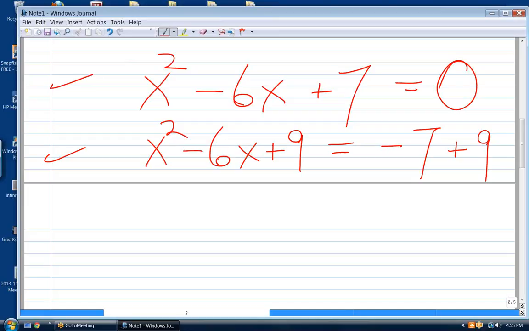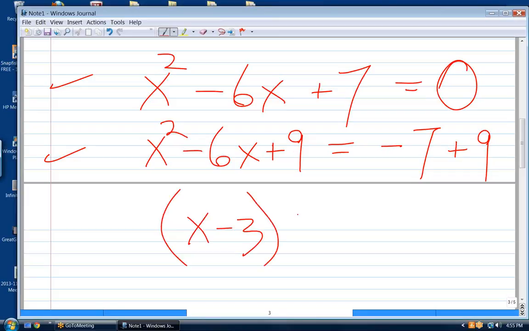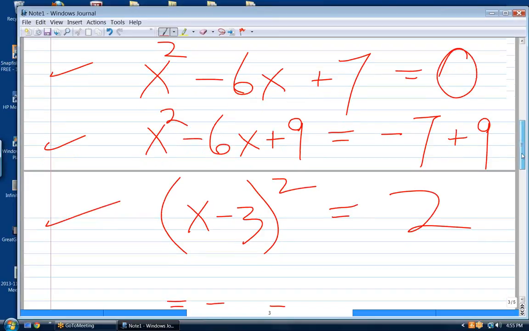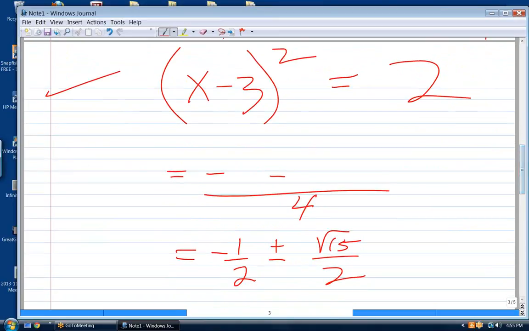Well, the reason I took half of this coefficient and squared it and added it was because now I can write this thing as x minus 3 quantity squared. And I will always be able to do that when I'm completing the square. Equals 2. Minus 7 plus 9 is 2. So I still haven't changed it. But notice that now I can solve it a lot easier.